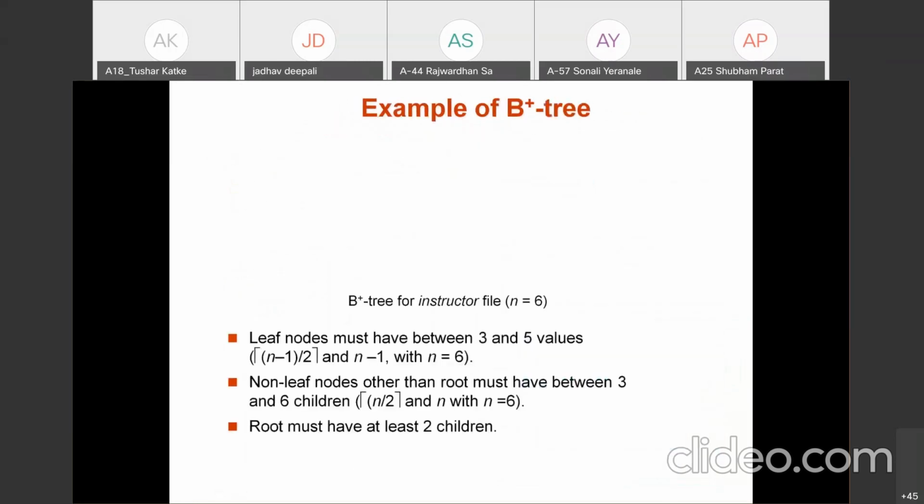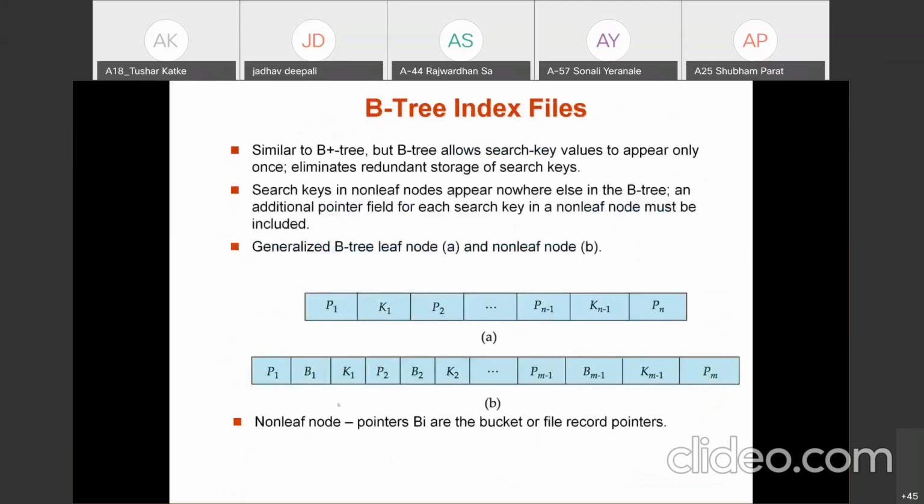Now in the non-leaf node, another pointer is used, that is the bucket pointer, or B1 pointer. For which purpose is this used? This bucket pointer points to the records which are equal to K1, and this pointer points to the records which are less than this K1.